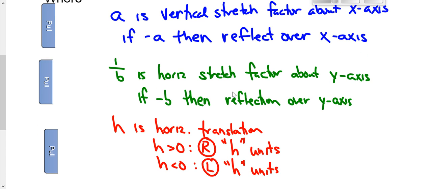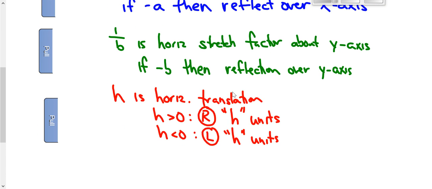So these two b's are not the same b, so don't get mixed up. Now let's look at h here. h once again means horizontal translation, and if h is greater than 0, that means it is translated to the right by that many units. And if h is less than 0, that means it is translated horizontally to the left by that many units. Once again, the horizontal translation is going to be tricky. You have to flip the sign, don't forget that.